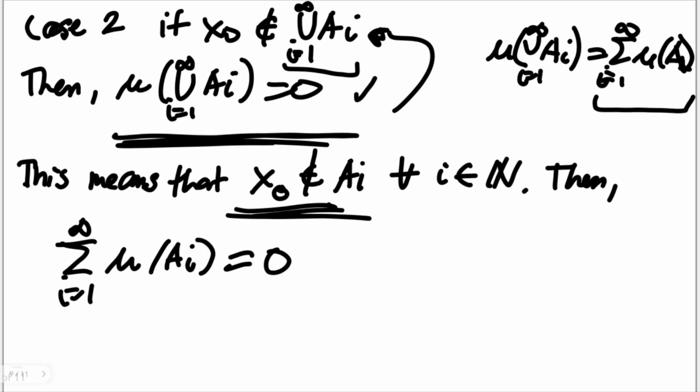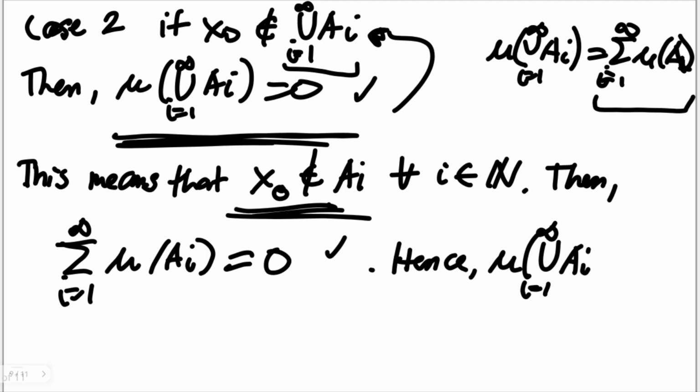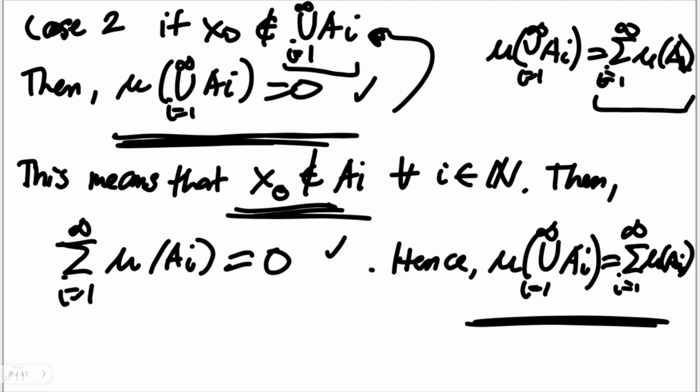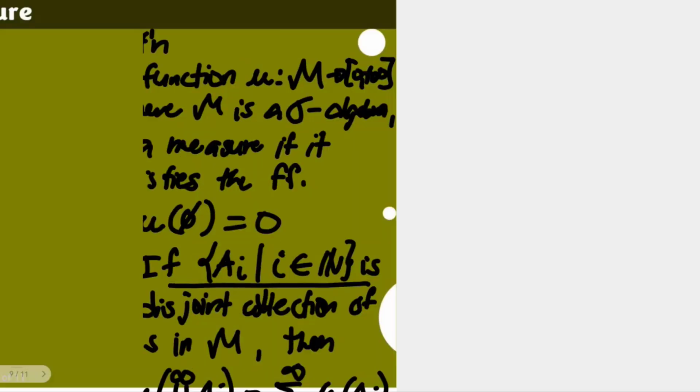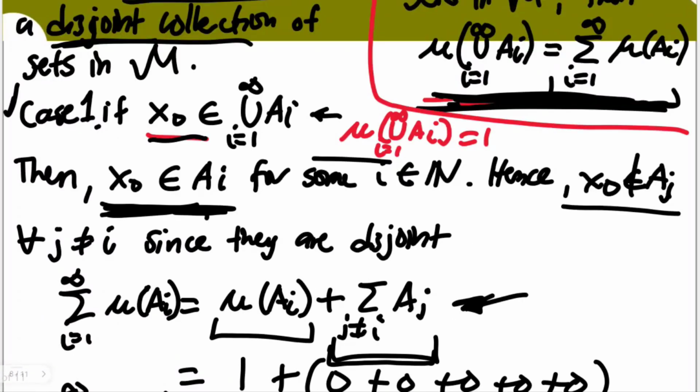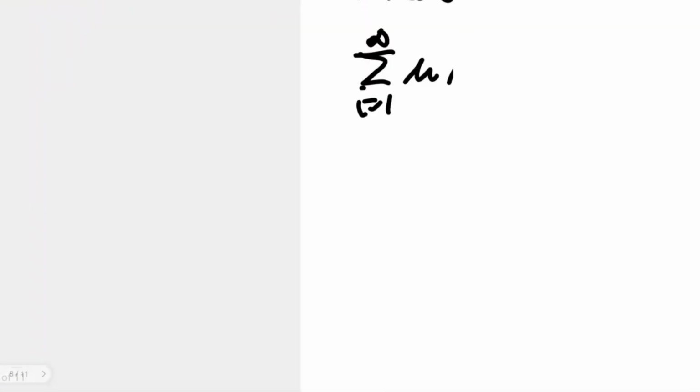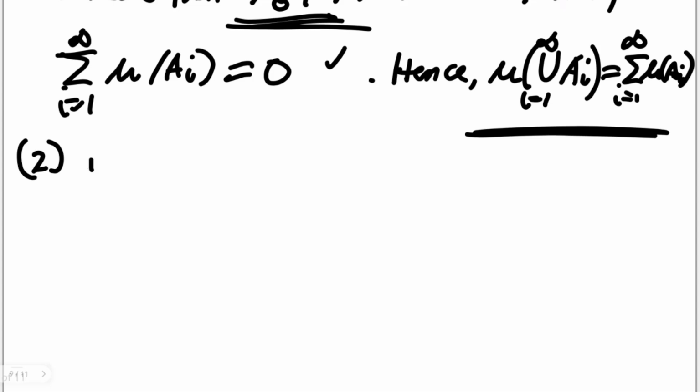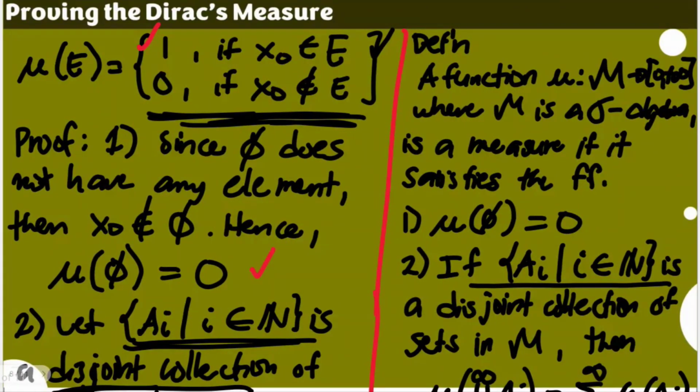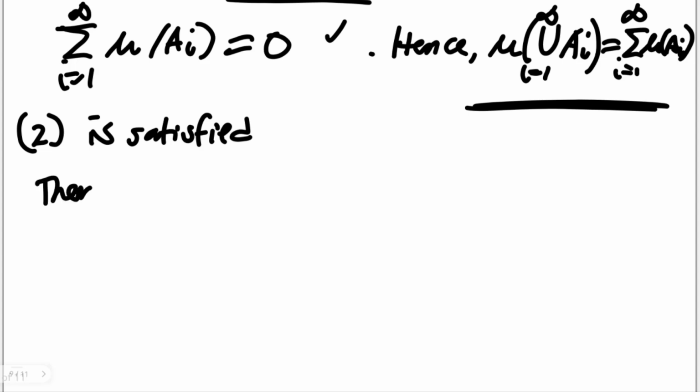So with that, we were able to establish that the mu of the union of a sub i, where i starts from 1 to infinity, when x sub 0 is not an element of that, is just equal to the summation of the mu of a sub i, where i starts from 1 to infinity. We established this for case 2, where x sub 0 is not an element of the union, and even in case 1, where x is an element of the union. So in short, the second condition for our measure function is satisfied. With our first condition already satisfied, therefore the mu for the Dirac's measure is a measure function.